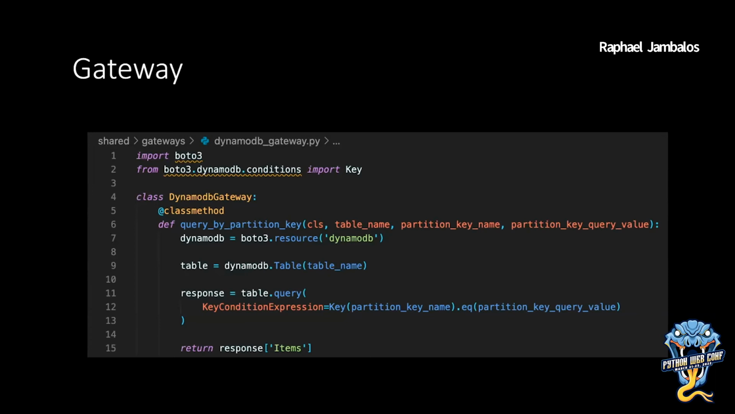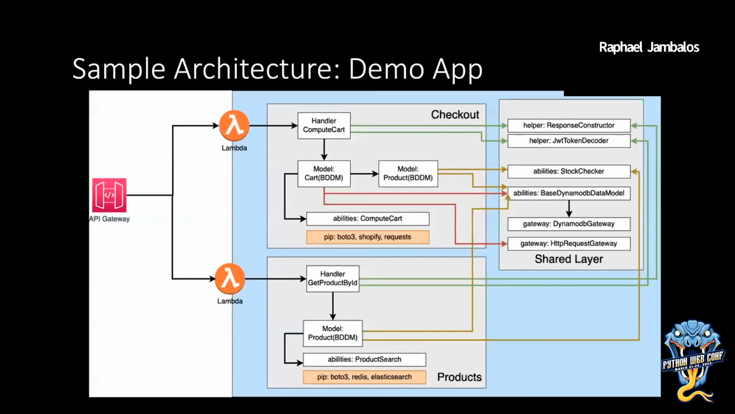So with this layer taken care of, they just focus on the model, the business logic, and the handler. They just do the model and the handler. They don't need to touch the gateway anymore, ideally, if you do it right. We also have gateway classes for HTTP requests, Elasticsearch searches, and Redis.